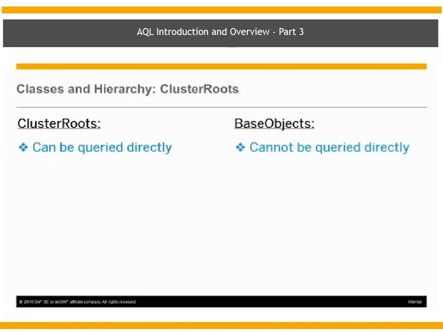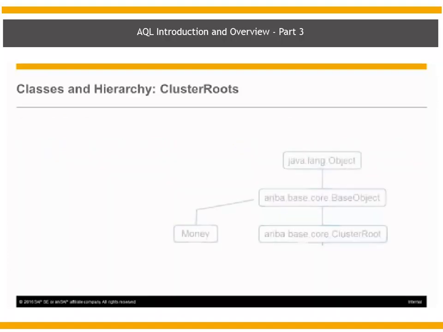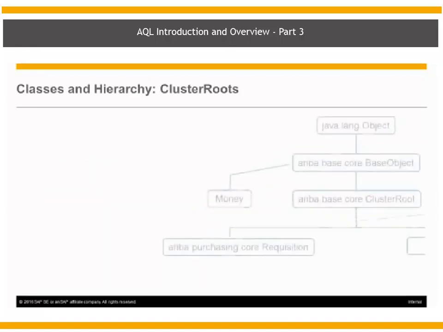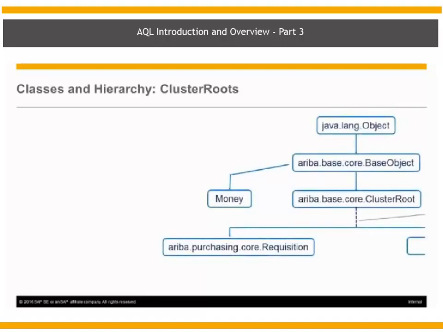These other base objects have no meaning outside of their context. An example of this is the money class. A value of $500 has little meaning outside of its context. Is it an amount due, a total cost, a value, a tax amount? We wouldn't know without more context. But if we look at money within the context of a cluster root such as requisition and look at total cost, then it has a meaning. As a result, base objects or classes that are not subclasses of cluster root cannot be queried directly. These would require a join, which we will cover in a later module.